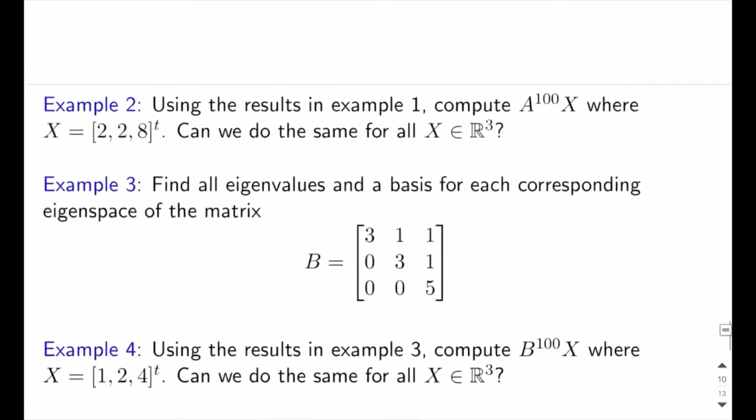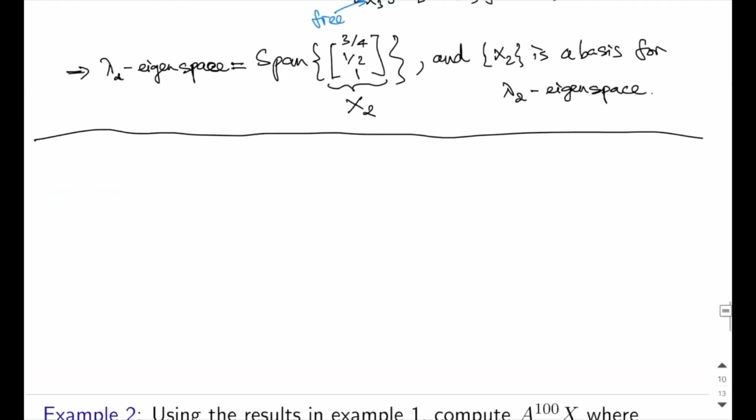So we go to example number 4. Using the result from example number 3, compute B100 of x, where x is 1, 2, 4. As we have seen in example number 2, if we want to compute B100 of x, then the best way is to utilize the eigenvalues and eigenvectors of B. So we'll have to express this as A times x1 plus B times x2. We only have x1 and x2, we don't have another x, right? We don't have x3 here, like in example number 1 and 2.